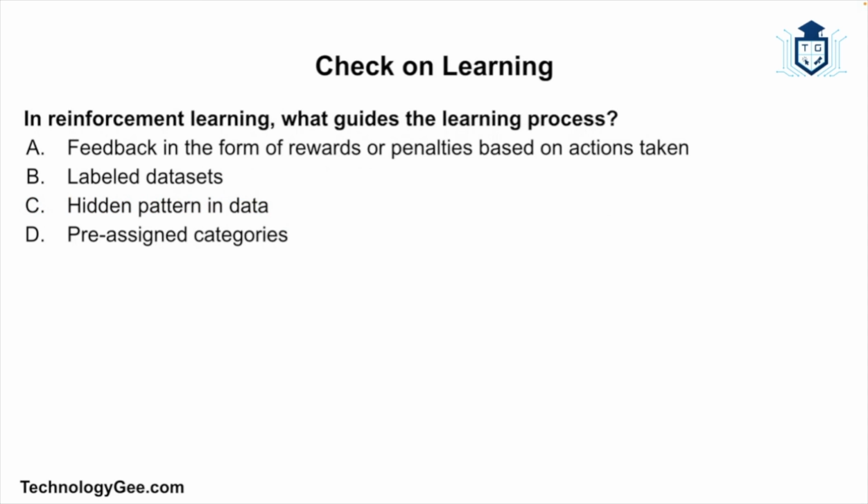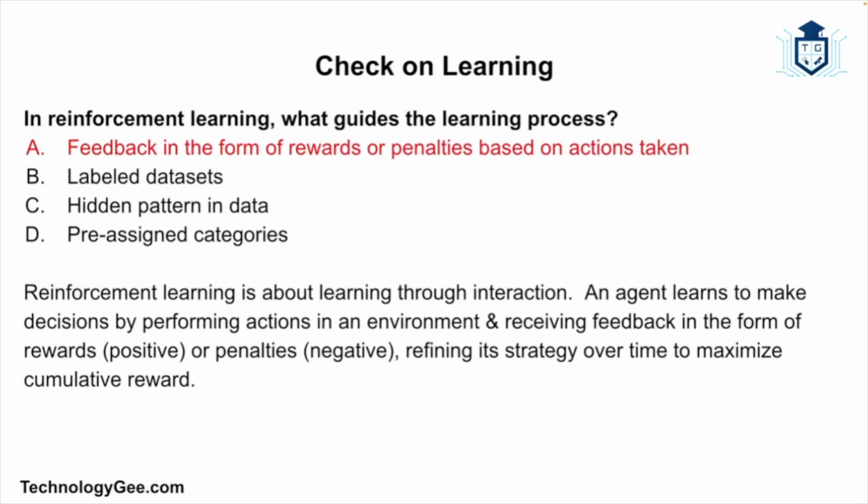And our final question, in reinforcement learning, what guides the learning process? Is it feedback in the form of rewards or penalties based on actions taken? Is it labeled data sets? Is it hidden patterns in data? Or is it pre-assigned categories? And the correct answer is it is feedback in the form of rewards or penalties based on actions taken.